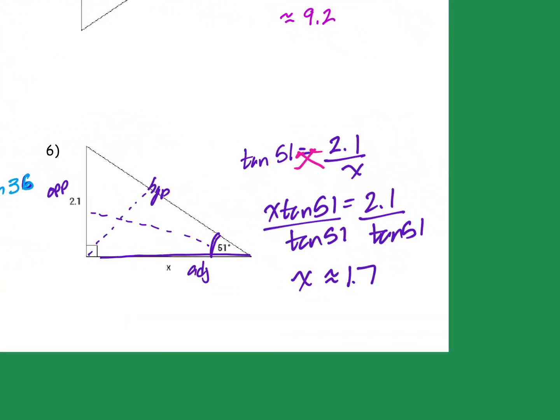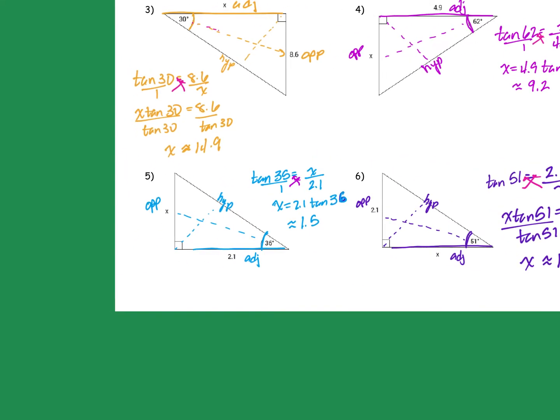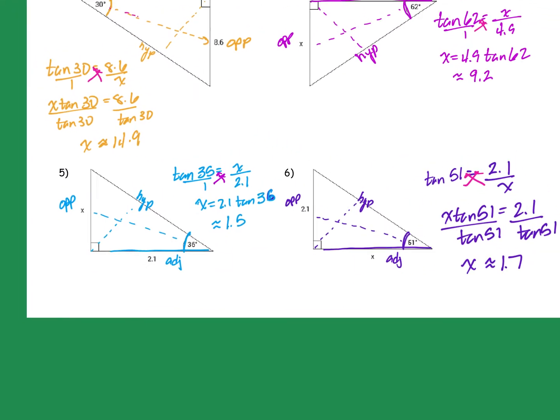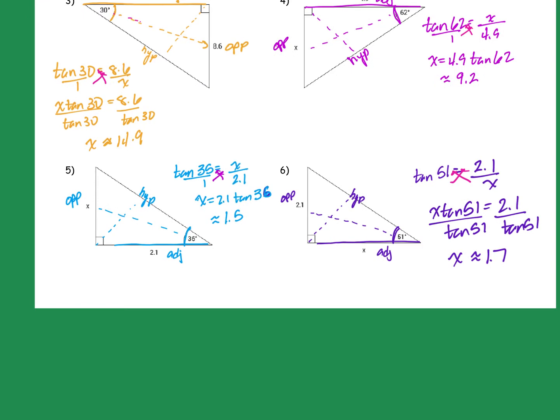Wait, so how do you know if the denominator, I don't know how to explain it. Go ahead and ask your question either way, and I'll try and figure it out. So, for example, number 5, how would you know that 2.1 will be the denominator?